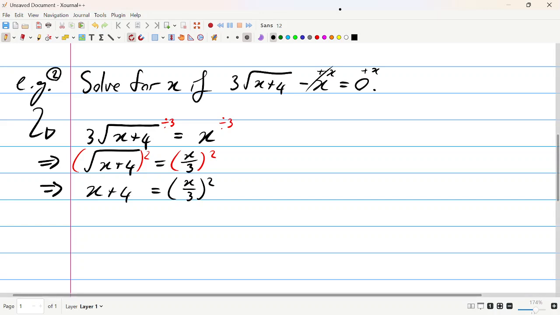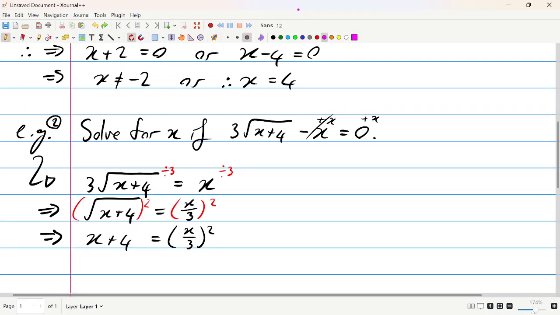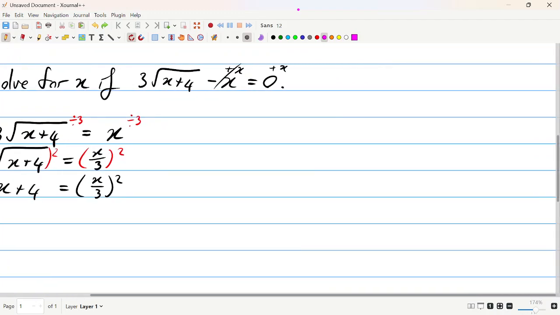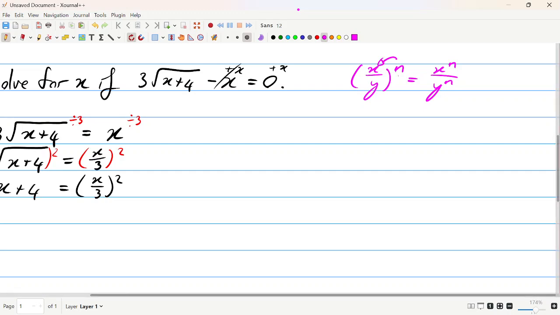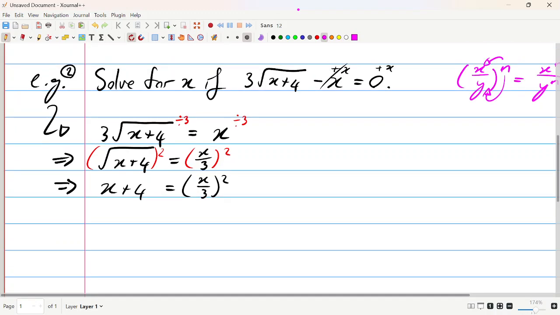Alright, now what? What are we going to do from here? So from here we need to understand that we have a property that we need to deal with. Do you remember the property that tells us that when we have x over y to the power of n, we can say this is x to the power of n divided by y to the power of n, where the exponent goes into both the numerator and the denominator? So we'll just apply that.